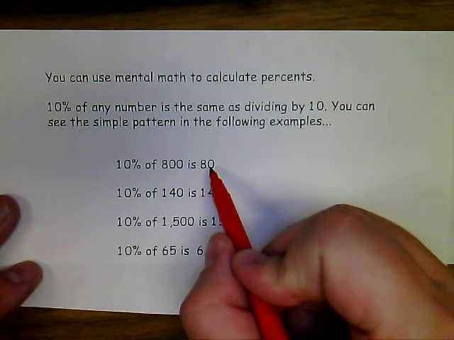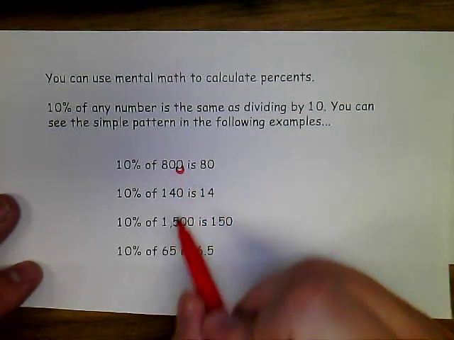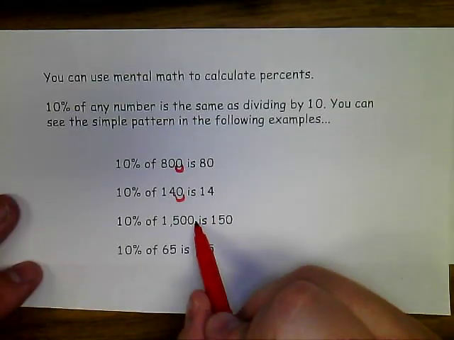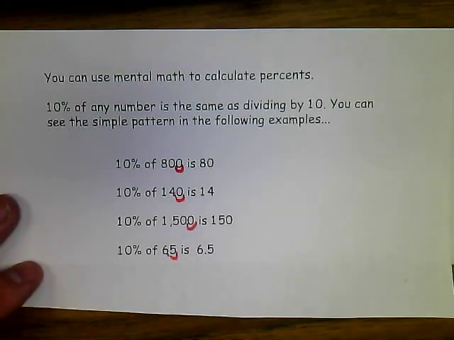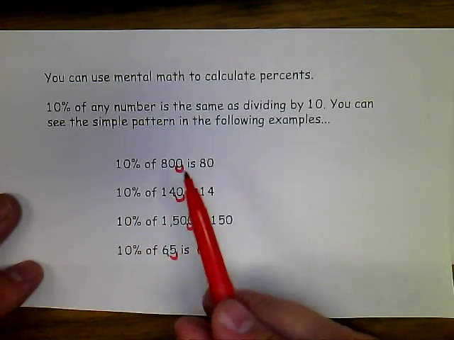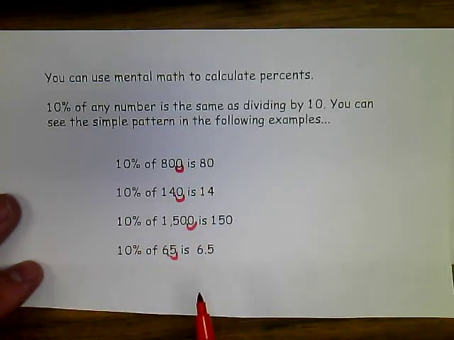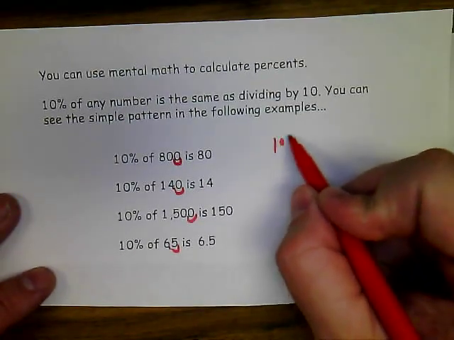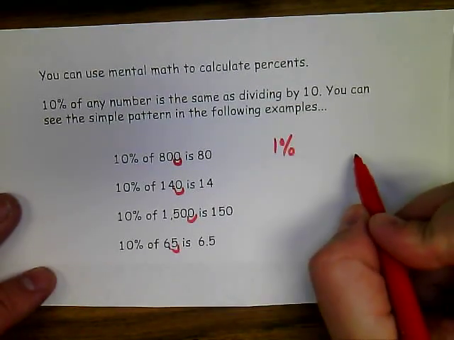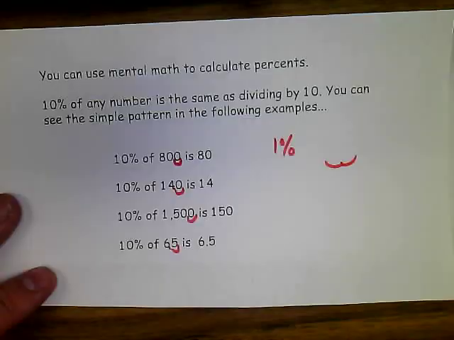You'll note that in each situation, all you did was move the decimal over to the left one place to get that new number. And so that process would be easy to follow: to find 10% of a number, you just move the decimal over one place. To find 1% of a number, you would move the decimal over two places.